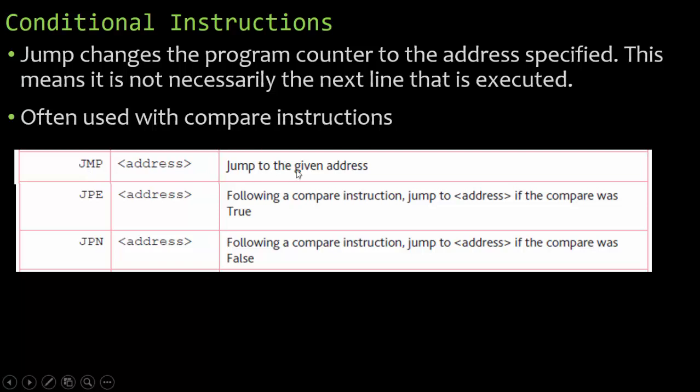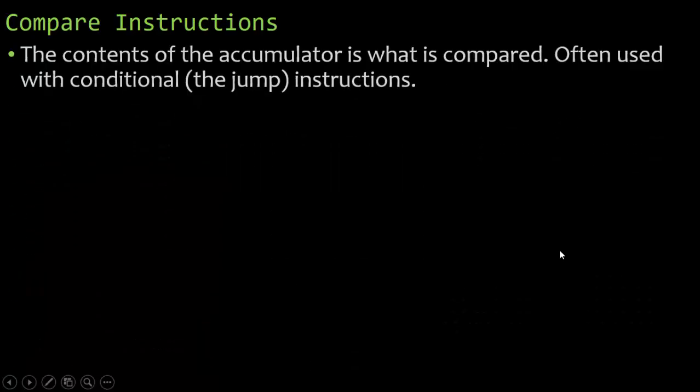We have JMP, which is jump to the given address. There is no compare instruction here. You're literally jumping to whatever address is written. JPE, following a compare instruction, you're only going to jump to the address if the compare was true. So you've got to look for that CMP code. We're comparing it to that number. If it's equal, we're going to jump to the address. And then the JPN means if it's not equal, meaning if the compare was false. We also have the compare instructions. The contents of the accumulator is what is compared.